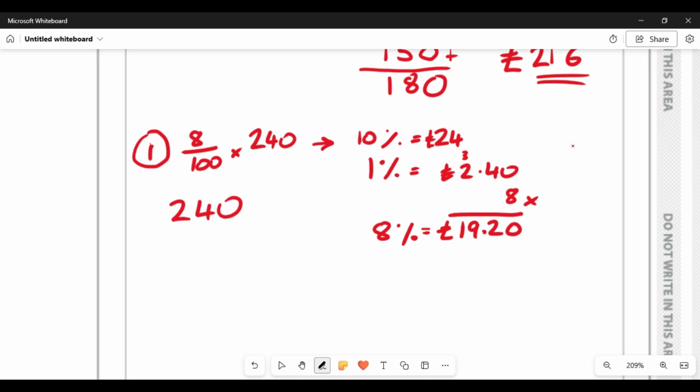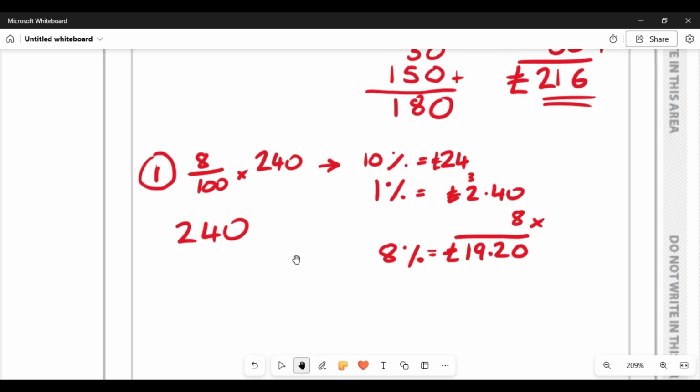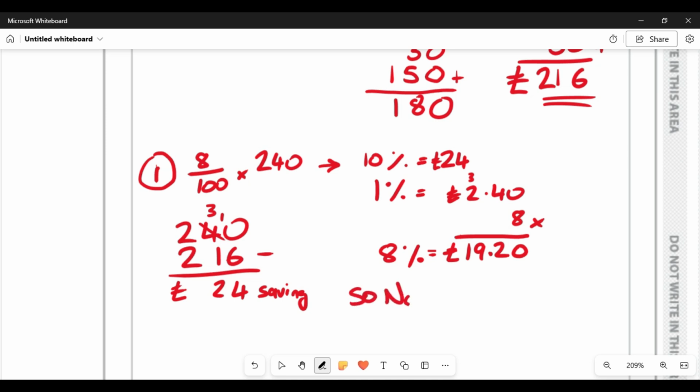The difference between them, we're going to have to take away. So 240 take away, what was it, 216, yeah. Let's put that there, take these away. This will tell us the saving. 0 take away 6 I can't do, so let's borrow. 10 take away 6 is 4, 3 take away 1 is 2, 2 take away 2 is nothing, so that's a saving of £24, which is not the same as £19.20, so that's no.